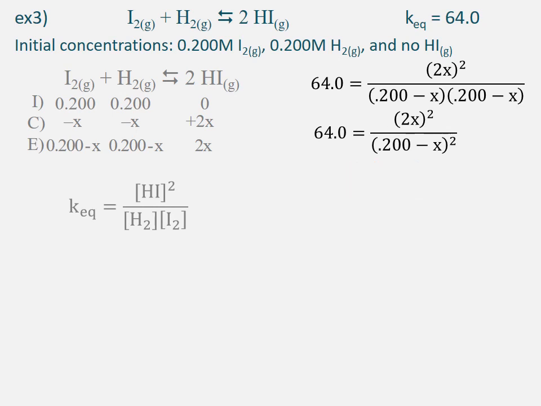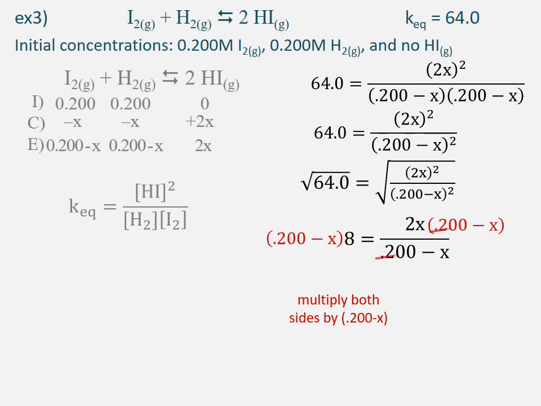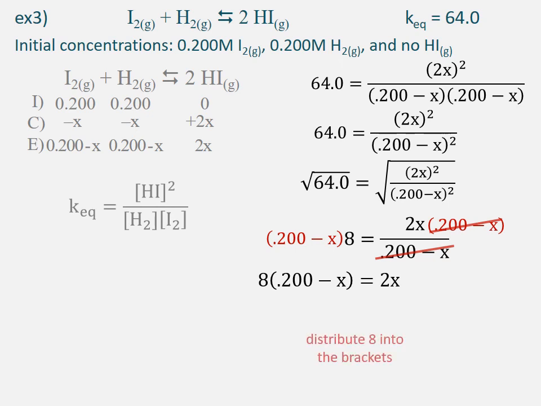If we got a nice squared number on the top and the bottom, that means we can make a shortcut here, which is taking the square root of both sides. So when I do that, this is what I'll get. Now to solve for x, I'm going to multiply both sides by the denominator on the right-hand side. And that gives me 8 multiplied by 0.2 subtract x in brackets equals 2x. I'll distribute the 8 into the brackets.